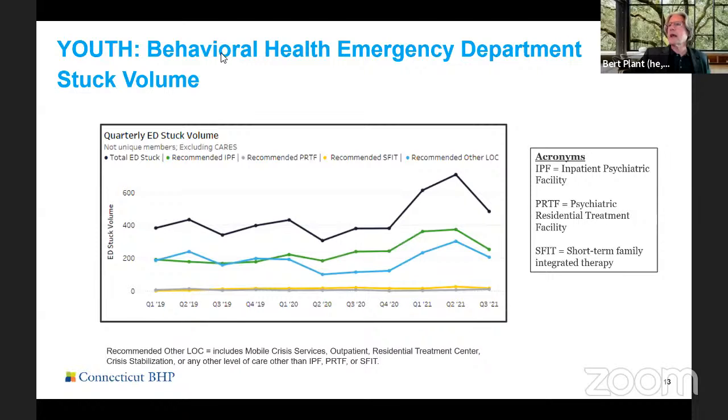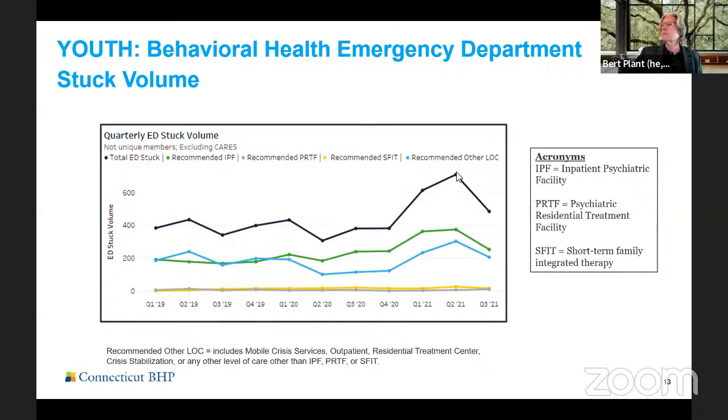This is looking at behavioral health emergency department stuck volume. This is not in claims, but we reach out every day to every emergency room a couple times a day to find out how many individuals are stuck in the emergency room and what kind of service they're waiting for or recommended for. And we can track that over time.